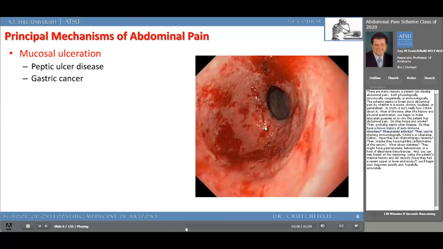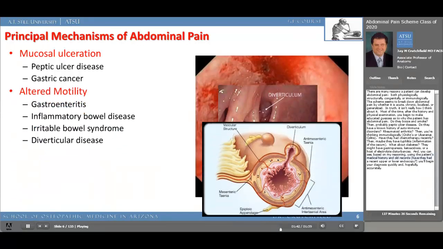And you can see, based on my reasoning, using the patient's medical history and old records, i.e. have they had an upper or lower endoscopy, you'll begin your diagnosis quickly and hopefully timely and accurately. Here we've listed some specific mechanisms for the development of abdominal pain. Mucosal ulceration, as in peptic ulcer disease or gastric cancer. Altered motility as a result of gastroenteritis, i.e. the stomach flu. Inflammatory bowel disease or irritable bowel syndrome. Even diverticular disease.